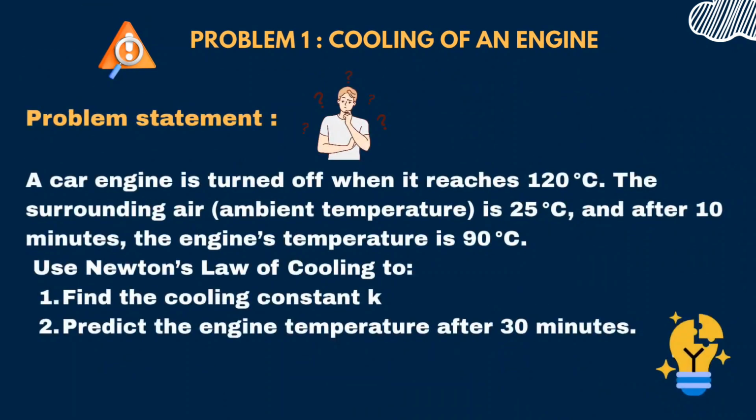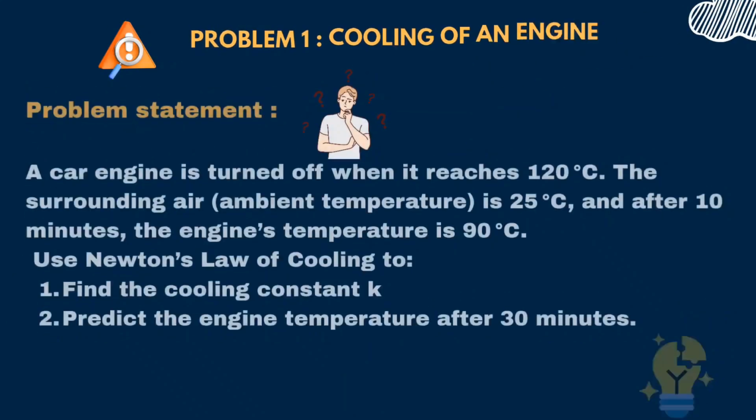The car engine is turned off when it reaches 120 degrees Celsius. The surrounding air ambient temperature is 25 degrees Celsius, and after 10 minutes, the engine temperature is 90 degrees Celsius. Use Newton's law of cooling to first find the cooling constant k and predict the engine temperature after 30 minutes.